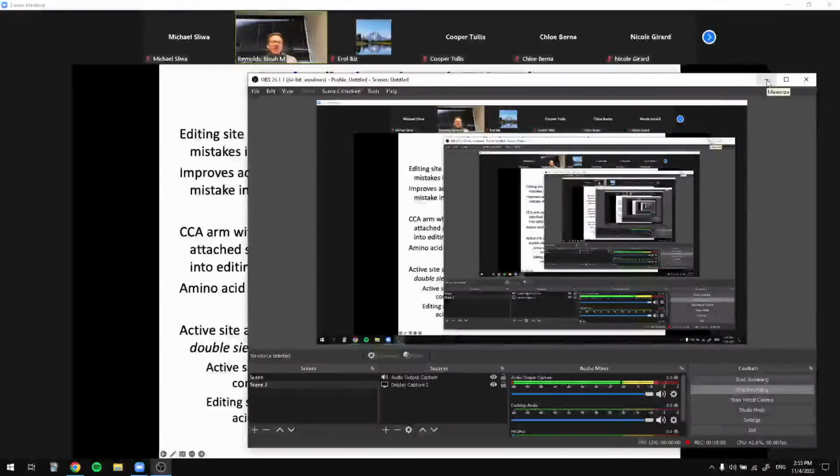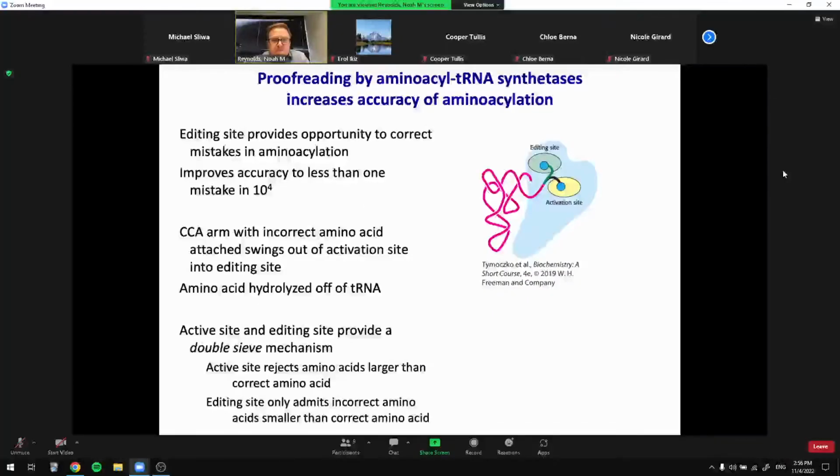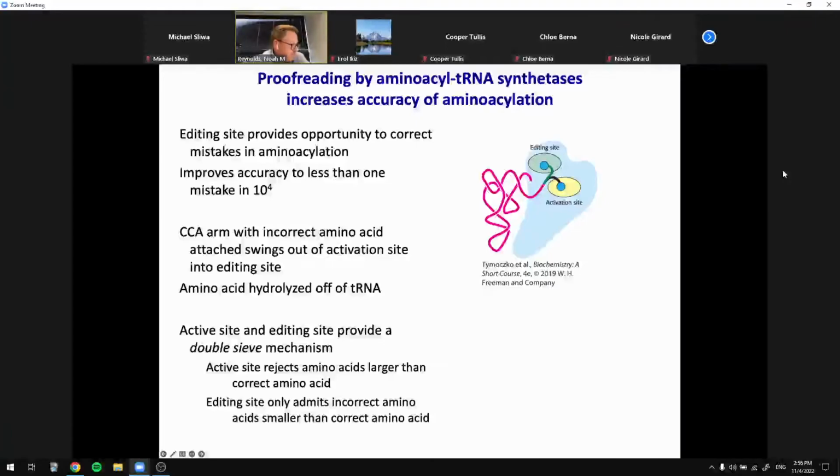So describing the double sieve mechanism, right? Something like that for a short answer question. Yeah, and how that can lead to, right, higher fidelity, because you're getting rid of either the big things and then the smaller things.